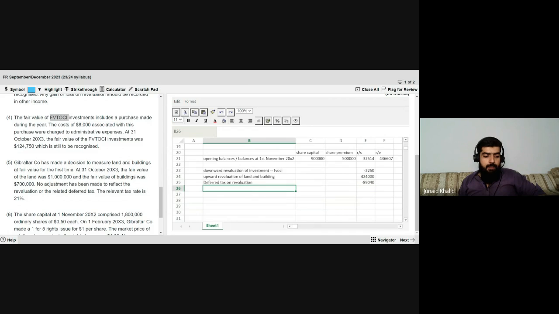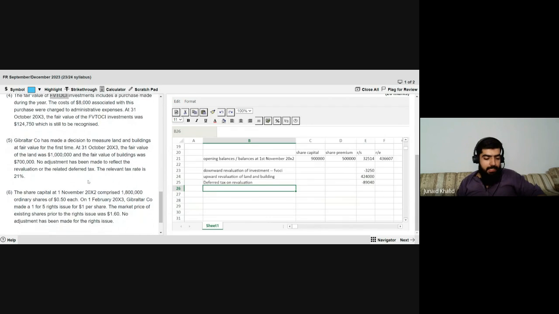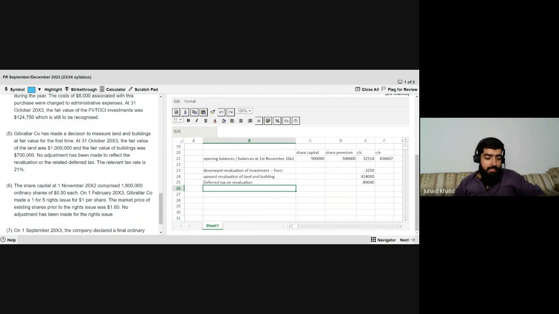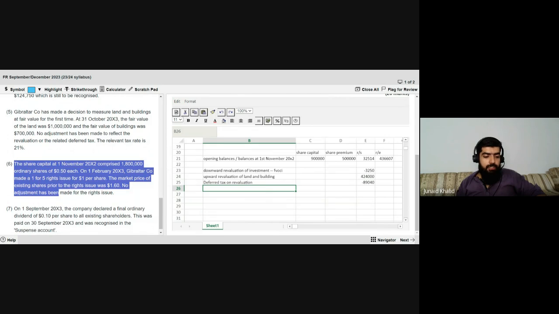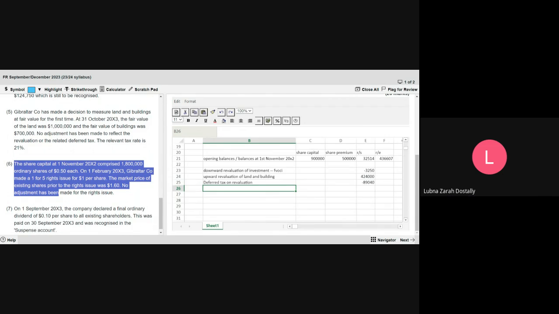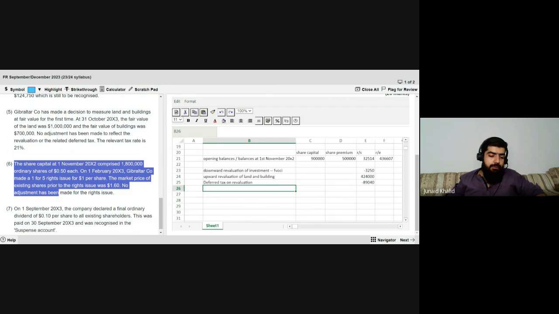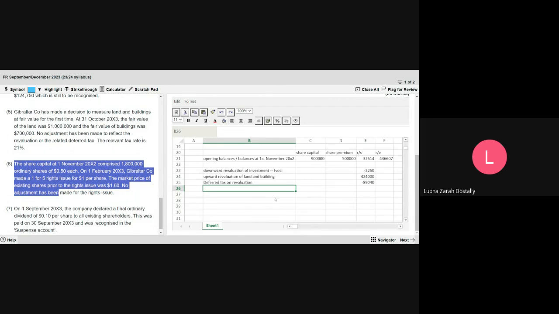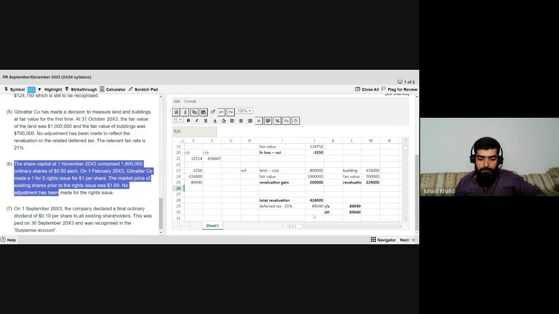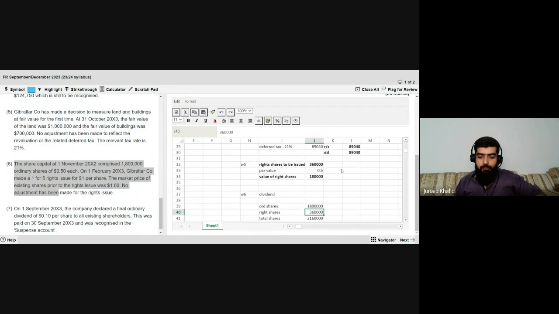Okay, one more thing. Deferred tax on revaluation, we just adjusted, and let's move on to any other adjustment. Yes, another adjustment is that we issued right shares. Can you see that one? Okay, right shares. Let's have a proper calculation for this one, and let's make an entry for this one. We already did the calculation. Let's make an entry for this one again.